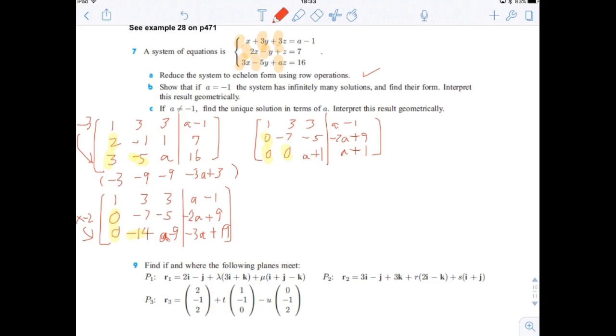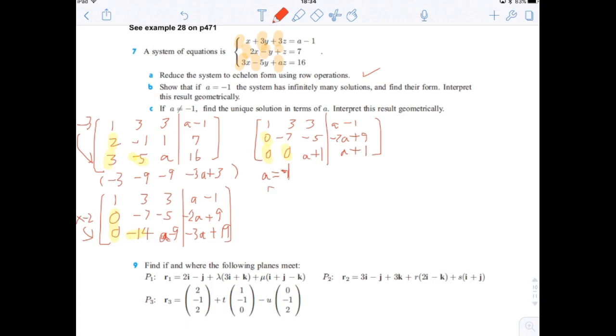becomes completely 0? Okay, so that would mean the last row would be 0 equals 0, and then the z value could be anything, and you could have infinite solutions. Now, if you had a equals -1, so the last row when you have a equals -1 would become 0, 0, 0, so then we know z could be anything.